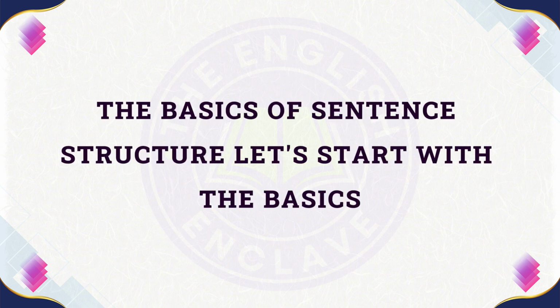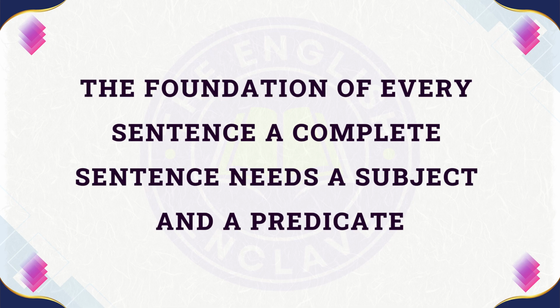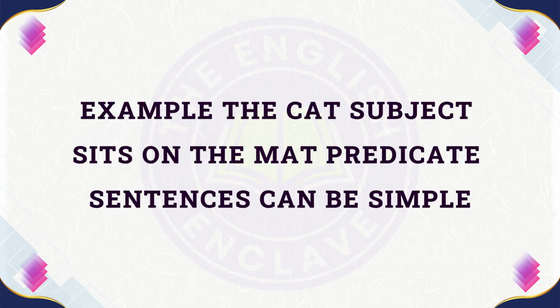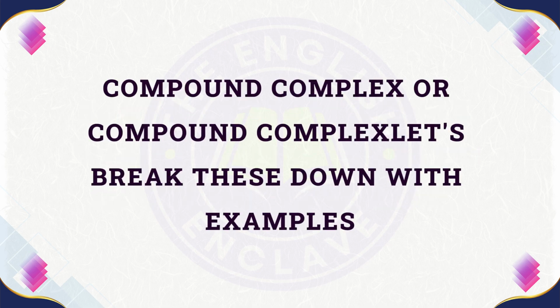The basics of sentence structure. Let's start with the basics, the foundation of every sentence. A complete sentence needs a subject and a predicate. The subject is who or what the sentence is about, and the predicate tells us what the subject is doing. Example: the cat, subject, sits on the mat, predicate. Sentences can be simple, compound, complex, or compound complex. Let's break these down with examples.